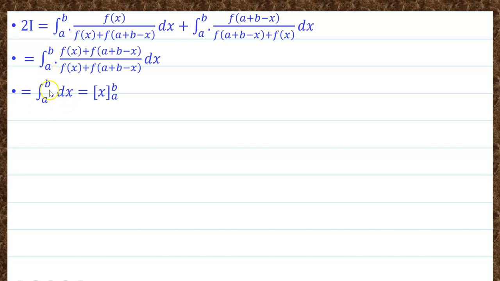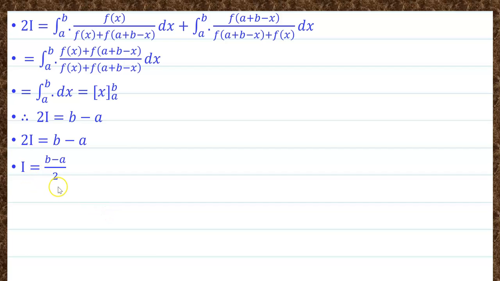What is the integral of dx? It is x. Lower limit is a, upper limit is b, and you will get b minus a. That is, 2I is equal to b minus a, and therefore I is equal to b minus a upon 2. That is the answer.